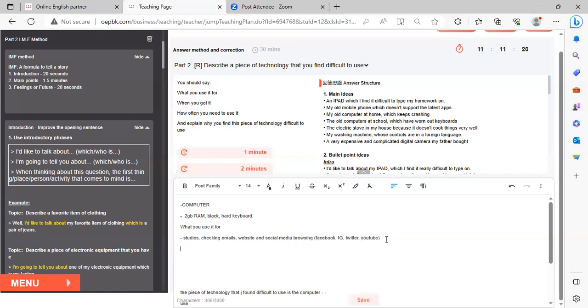I play online games on my computer, such as COD, Call of Duty, and Fortnite. When did you get it? I got it on my last birthday. Your brother gave it to you as a birthday present. Okay.